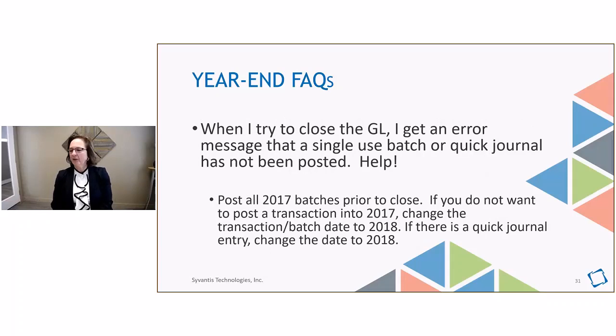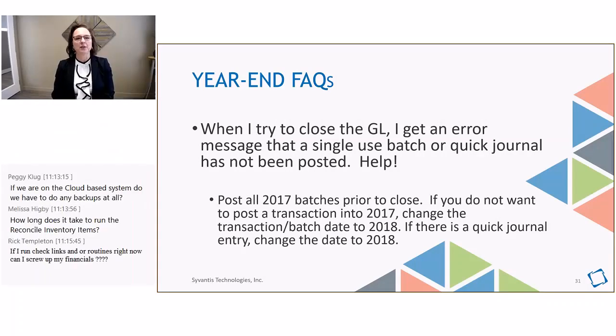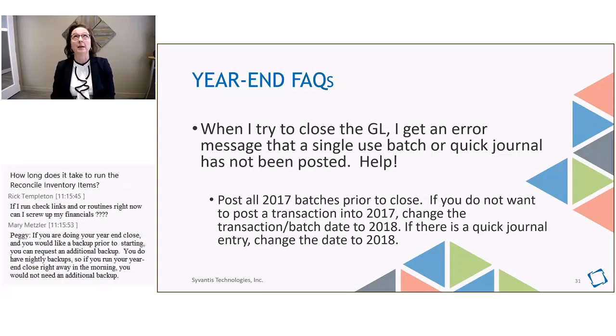Next one. When I try to close the GL, I get an error message that a single-use batch or quick journal has not been posted. Help. That one's actually kind of scary, but it's really not a problem at all. It just happens probably certainly more than 50% of the time we try to close, maybe 80%. It happens a lot. So what that means is that all the system is trying to tell you is you still have something in the system, some transactions that are dated 2017.